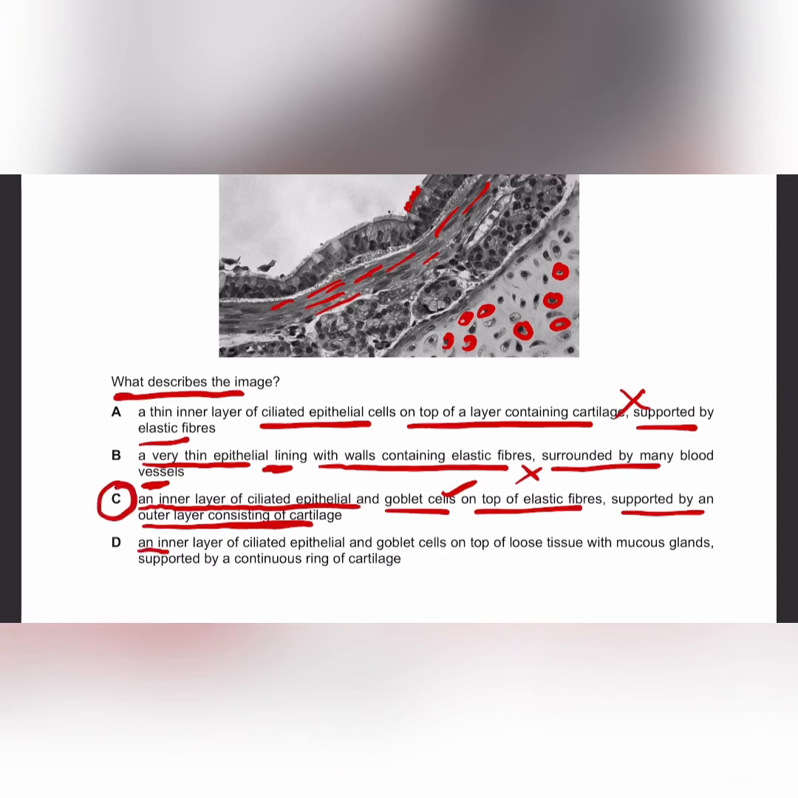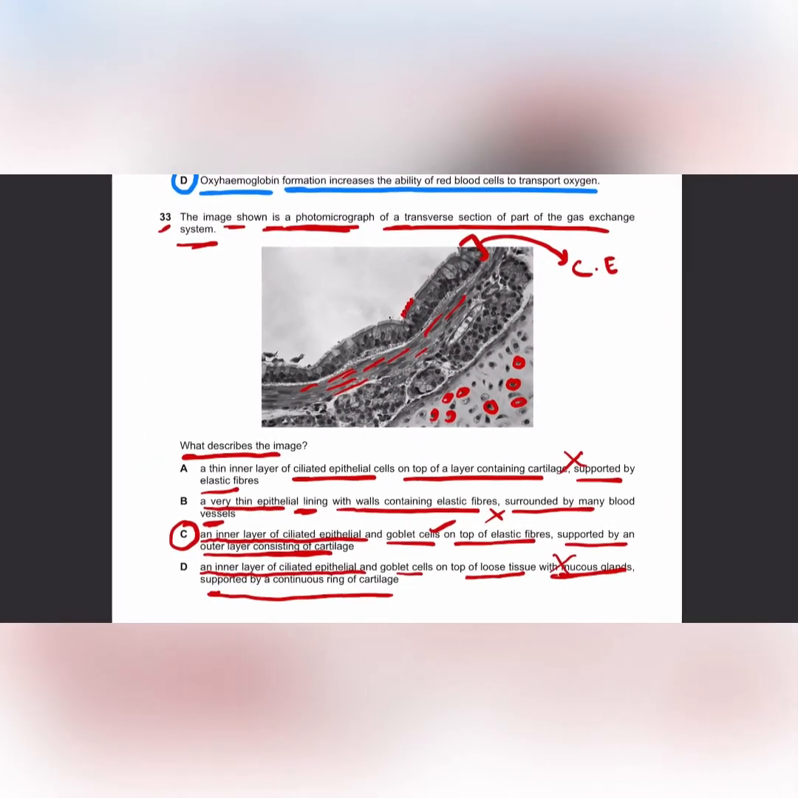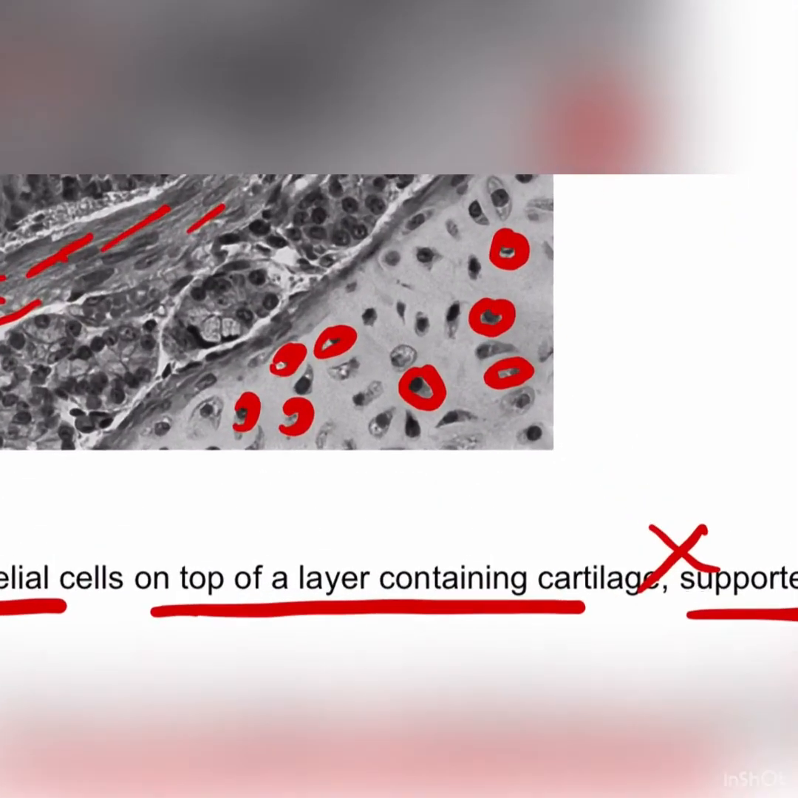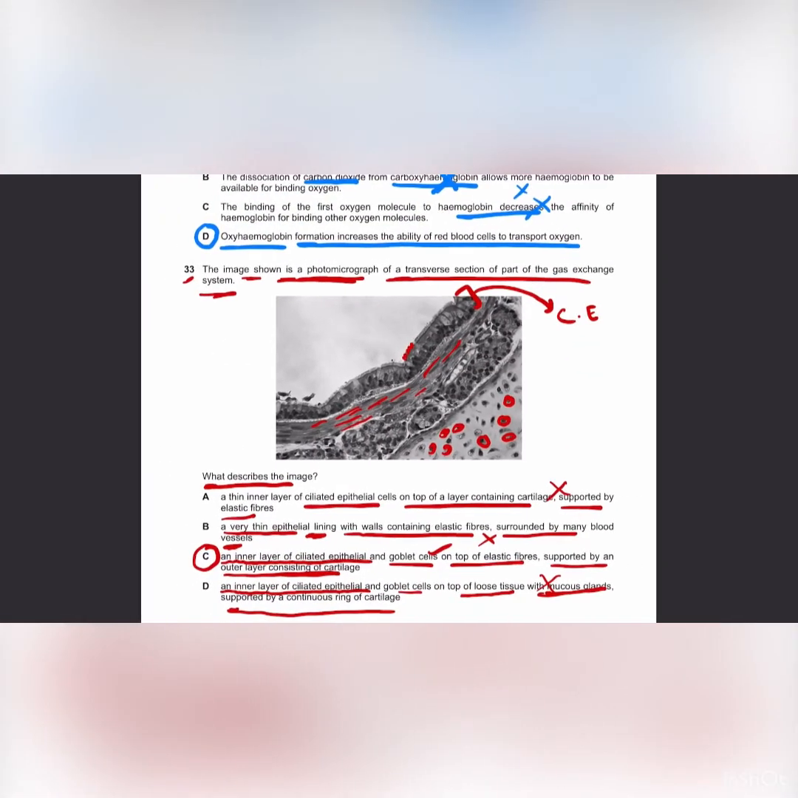C is the answer. An inner layer of ciliated epithelial and goblet cells on top of loose tissue with mucous glands. No, it is on top of the elastic fibers, not on top of the loose tissue containing mucous glands. Mucous glands are below the elastic fibers, supported by a continuous ring of cartilage. We cannot appreciate if there is a continuous ring of cartilage. This might be a bronchus with irregular blocks of cartilage, right? So D could not be the answer. And also, the ciliated epithelial layer is above the elastic fibers, not above the loose tissue containing mucous glands.